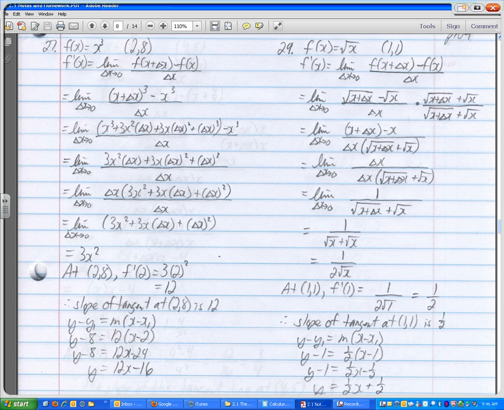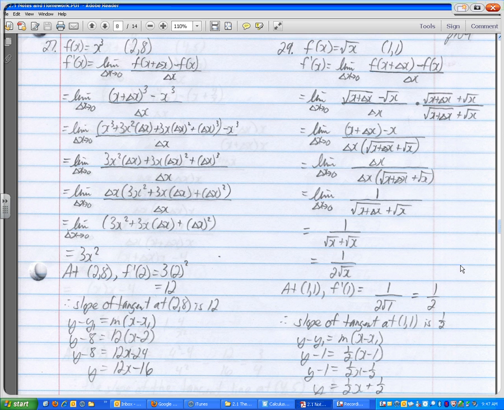So at the point 1, 1, f prime of 1 equals, and then use your formula. Replace x with 1. So 1 over 2 times the square root of 1. Square root of 1 is almost always 1. I don't want to go out on a limb and say it's always 1. Pretty sure it's almost always 1. So I get 1/2. What does that mean? That means the slope of the tangent line at the point they gave us is 1/2. Does that mean the slope of the tangent line for every single point on this graph is 1/2? No, just this one.